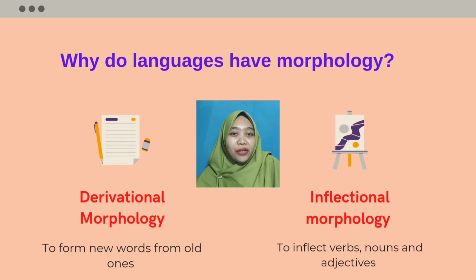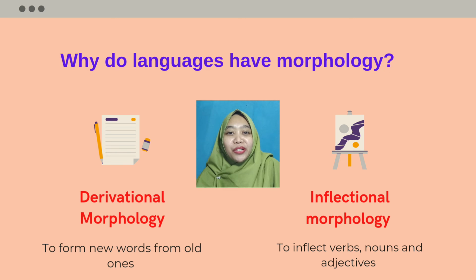The last point that I would like to discuss in this video is about the function of morphology, or the reasons why languages have morphology. Actually there are two main functions of morphology. The first one is to form new words from old ones, which is called derivational morphology. It means that we can create new words from existing words.